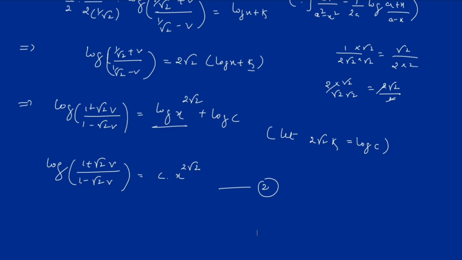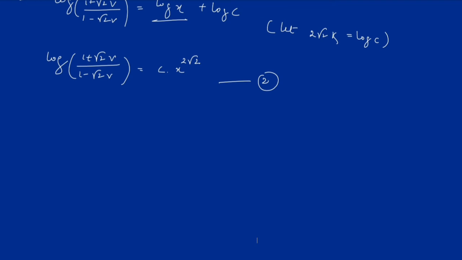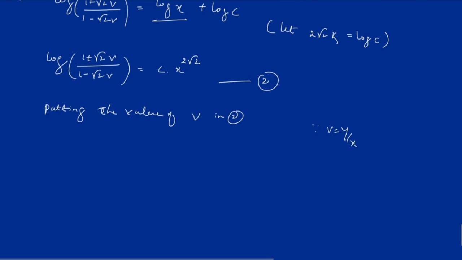So now putting the value of v in equation 2, that is nothing but v equals y by x, right? Here both the log terms get cancelled, right?